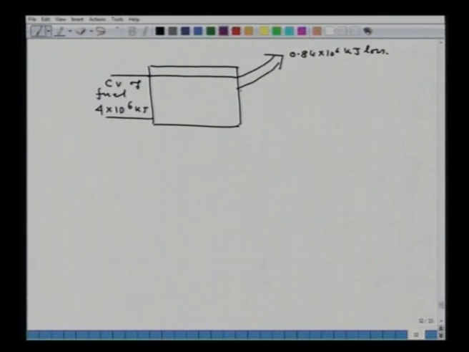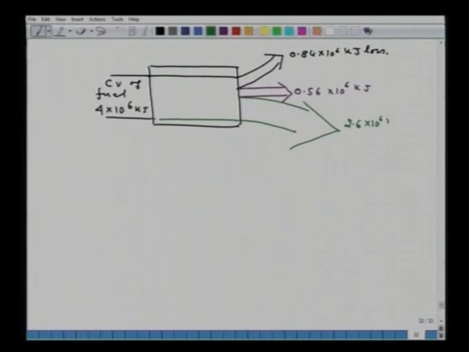Say heat taken by steel, again a very small fraction, that is 0.56 into 10 to the power 6 kilojoule, and the major fraction, this is the 2.6 into 10 to the power 6 kilojoule, is taken by heat to POC, and that is heat to steel. So, this is how it represents how the energy is flowing into the system.